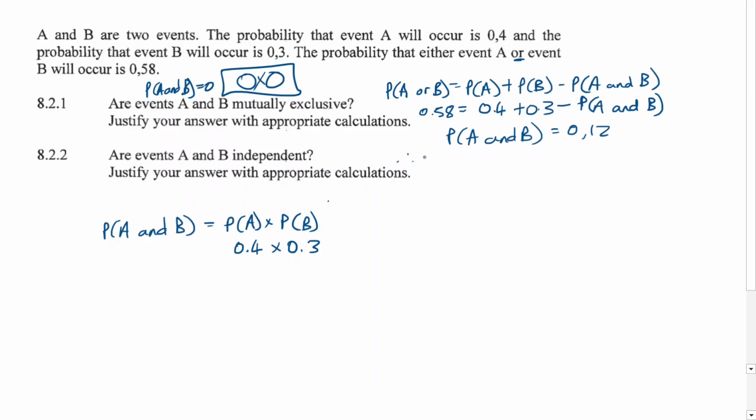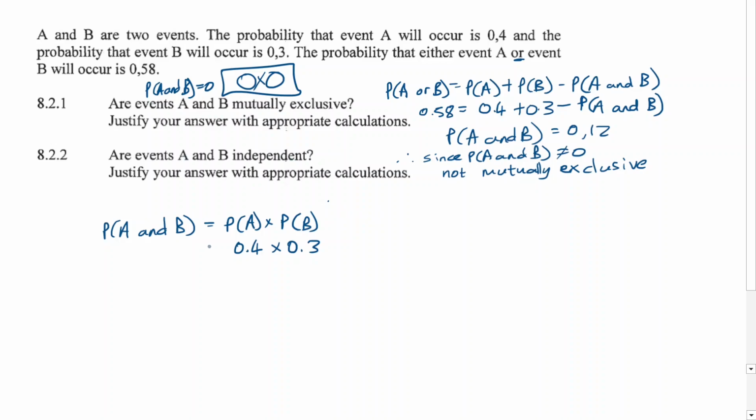Therefore, since the probability of A and B is not 0, they are not mutually exclusive. I hope that makes sense. Because there is an overlap, they're not separate circles, they're not mutually exclusive.